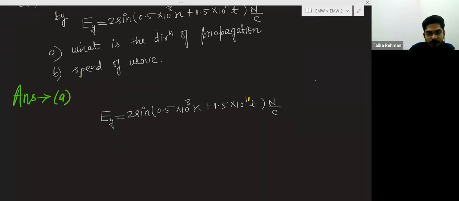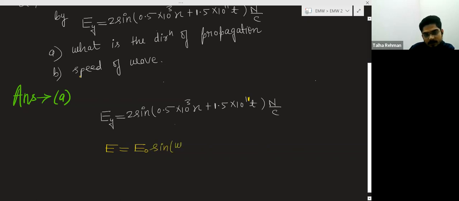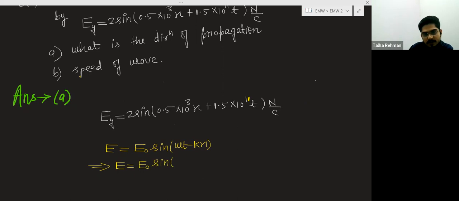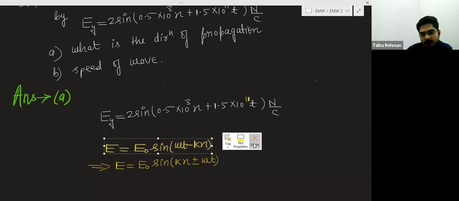What is the equation of the electric field? E is equal to E naught sine omega t minus kx, and I have told you this equation can also be written in this form: E is equal to E naught sine kx plus or minus omega t. So there are different ways to write the equation.